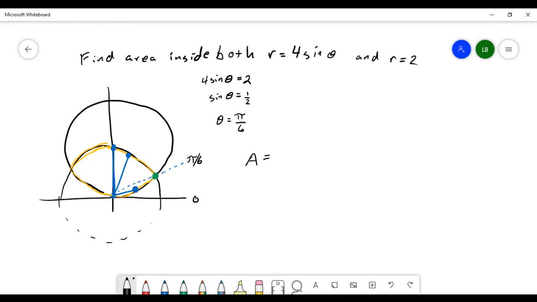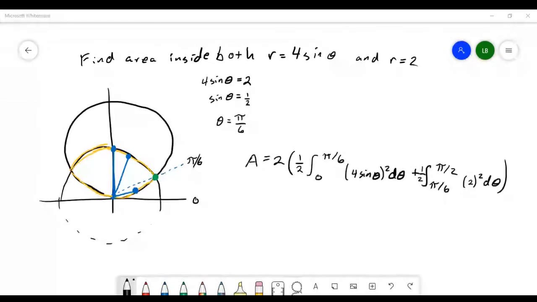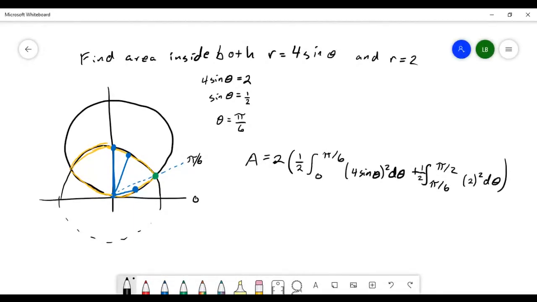So our area would be twice 1/2 integral from 0 up to pi over 6 of 4 sine theta squared plus the integral from pi over 6 up to pi over 2. That should be 1/2 the integral of 2 squared. Make sense? Cool. We're going to go ahead and cancel our 1/2s again. So then area is the integral from 0 to pi over 6 of 16 sine squared theta plus the integral from pi over 6 to pi over 2 of 4.